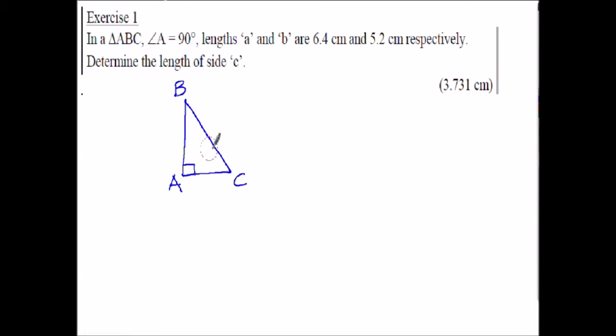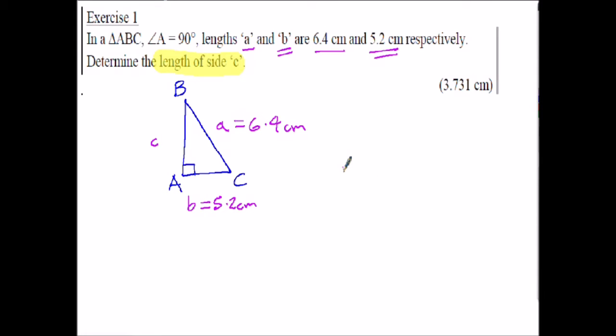Don't forget the way we label the triangles, the sides are opposite the angles. So if this is angle A, this would be side length A. This is angle B, this would be side length B. This is angle C, this would be side length C. We're given in the question that side length A is 6.4 centimeters, so the hypotenuse is 6.4 centimeters, and side length B is 5.2 centimeters. We've got to determine the length of side C.